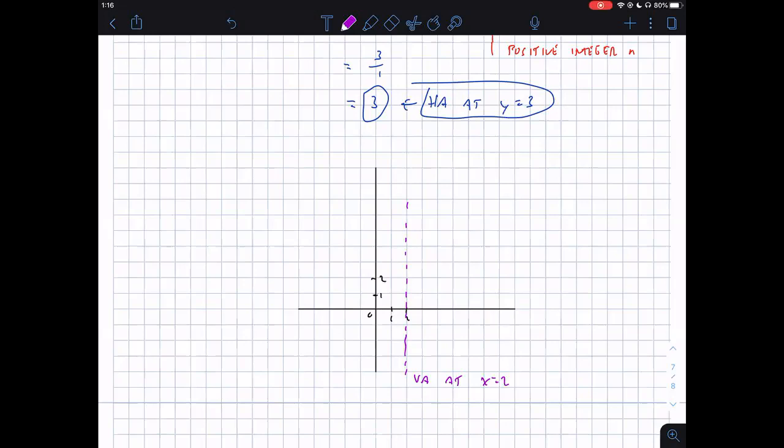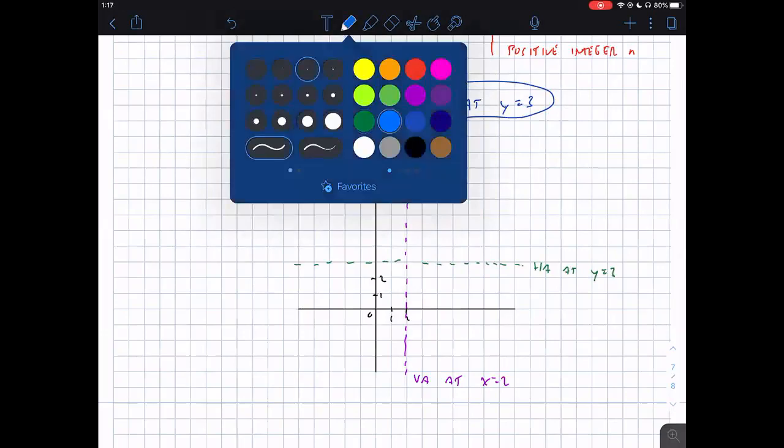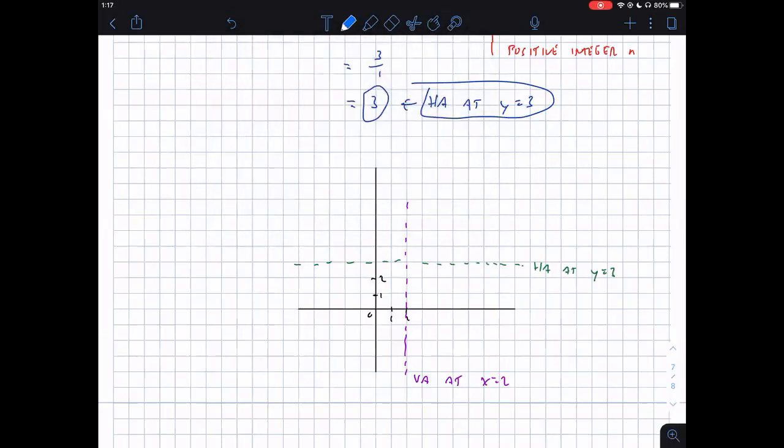And then here we have a horizontal asymptote. I'll do a different color for that one, at y equals 3. So we have our horizontal asymptote at y equals 3. Okay. And then between these two asymptotes, that's where we find this break in our function.